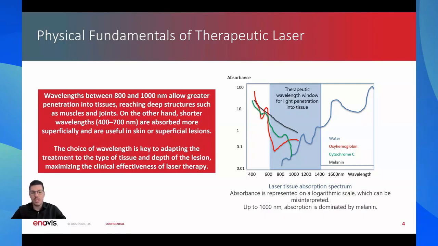In the graph, you can observe how different components of the body, chromophores such as water, oxyhemoglobin, cytochrome C, and melanin absorb light depending on their wavelength. The therapeutic window, therefore, is marked in blue and represents the range in which light can penetrate effectively without being excessively absorbed by the surface or being differently scattered. Thus, correctly choosing the wavelength allows the treatment to be adapted to the depth and type of injured tissue, thereby maximizing the clinical efficacy of laser therapy.